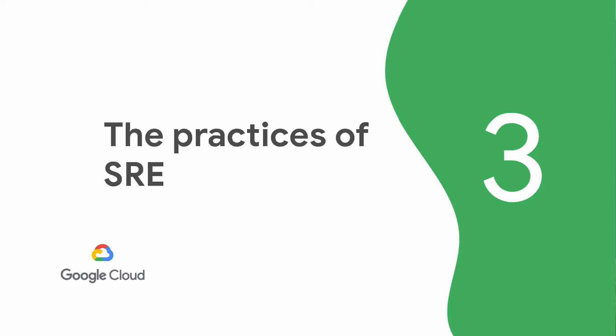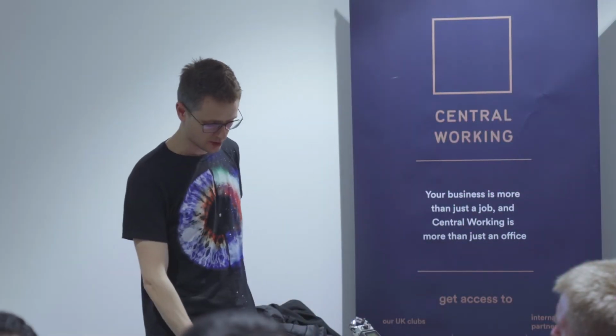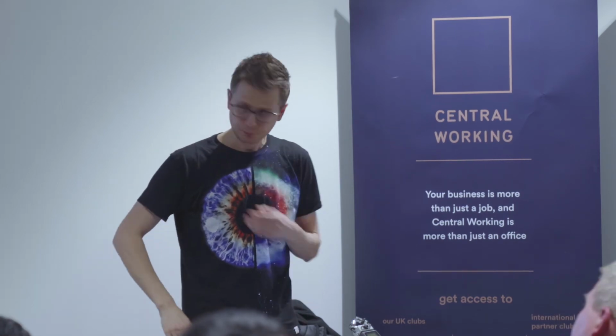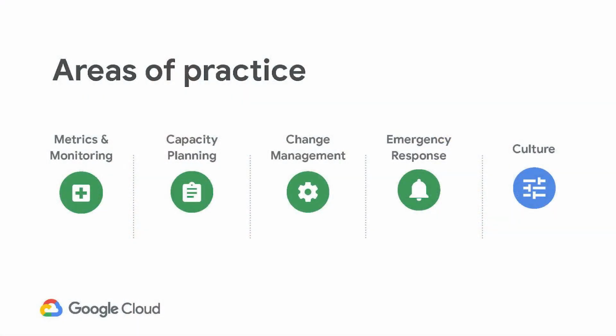All right, so I've talked about SLOs and error budgets. I'm gonna very quickly jump through a bunch of specific practices that we do in SRE and how we use SLOs in each of them. So I'm gonna cover 4 different areas that SREs at Google are responsible for, which is metrics and monitoring, capacity planning, change management, and emergency response. And I'll talk a bit about culture.